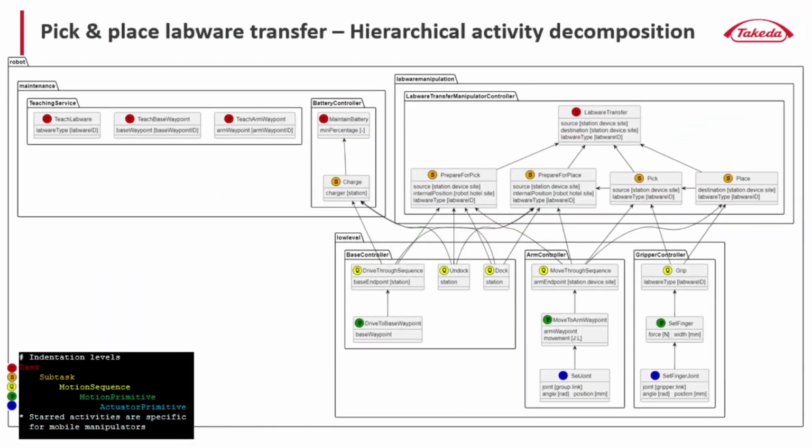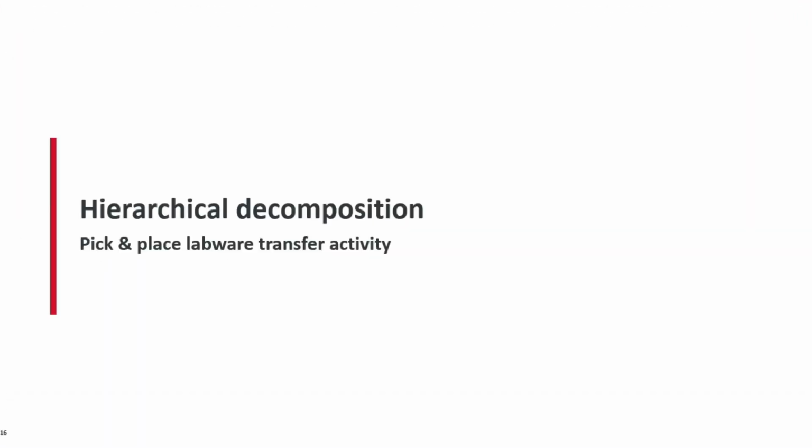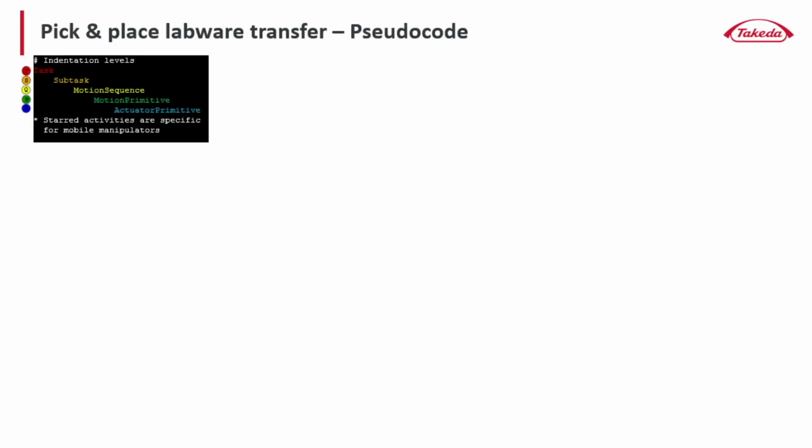So I will walk you through a decomposition of the pick and place lab work transfer activity. And again, bear with me, this will be a pseudocode representation. I will later walk you through one by one. Here the indentation represents the level of activity, and also the coloring is there to help us. We used asterisks to mark activities that are specific to mobile manipulation.